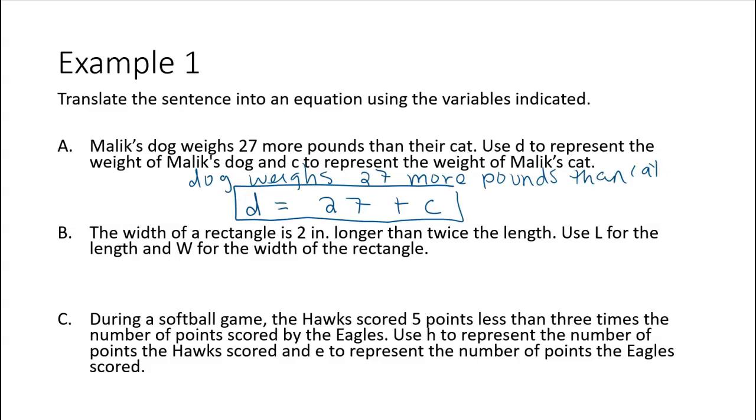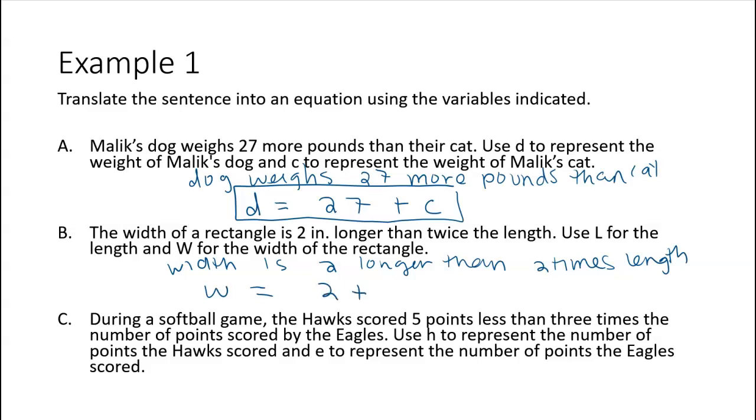The width of a rectangle is 2 inches longer than twice the length. Use L for the length and W for the width. So the width equals, the width is 2 inches longer than twice the length. I'm just going to say 2 times the length. So the width is 2 longer than 2 times L, 2L.